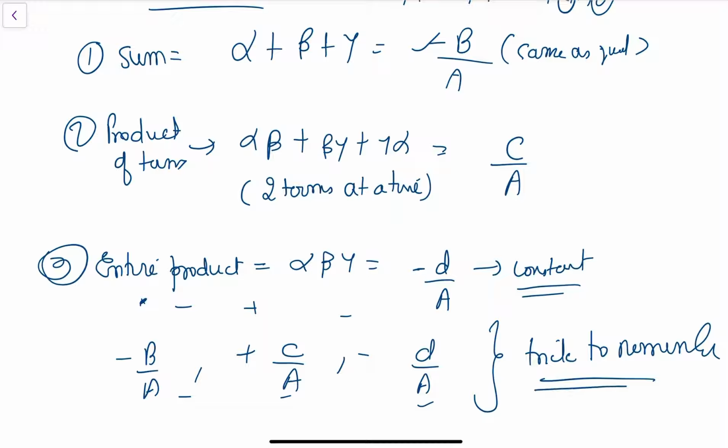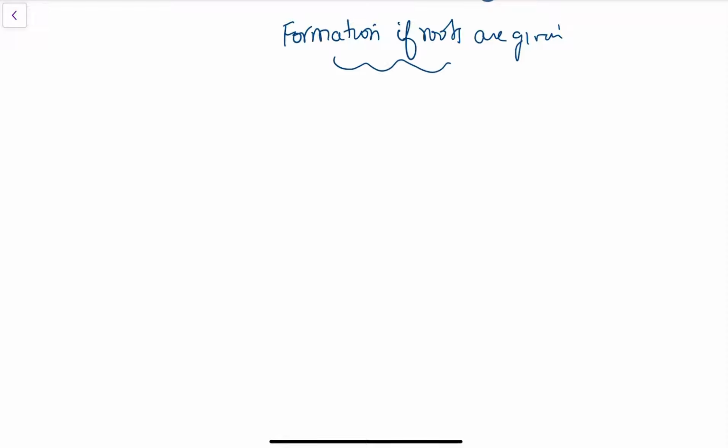That a is always in the denominator, minus plus minus is the order, and one coefficient at a time we are taking: minus b by a, c by a and d by a, and what they are for: sum, product of two terms and product of all the three roots at the same time. This is the relation for cubic equation. One final formula. Formation of the cubic equation if roots are given. If roots are given to you, what is the way to form the cubic equation?